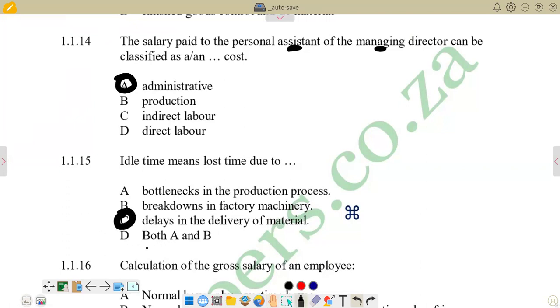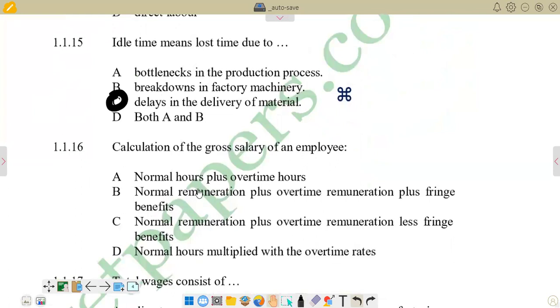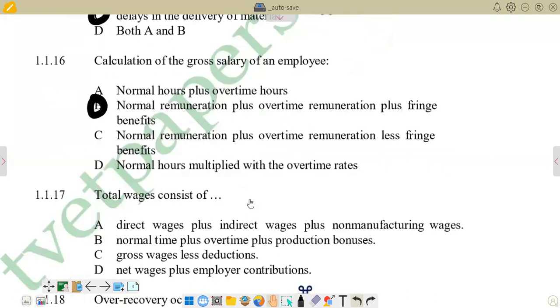Then we've got 1.1.16, which is calculation of the gross salary of an employee. Remember, gross salary is the total salary that is being earned by the employee, which includes both normal and overtime and all the benefits that might be associated with that employee. So if you go through the responses that we have, you see that B is the one which is explaining that, which is normal remuneration plus overtime remuneration plus fringe benefits. So we can indicate our B as the most appropriate. Then we go to the next one.